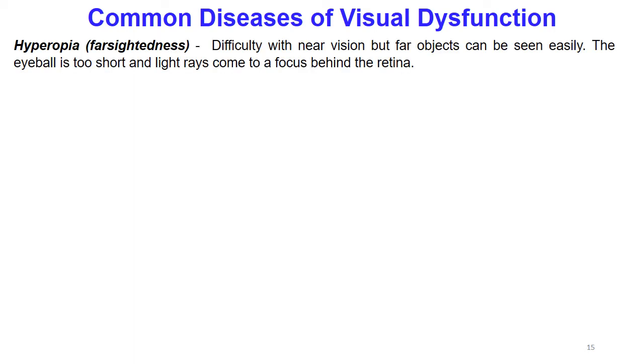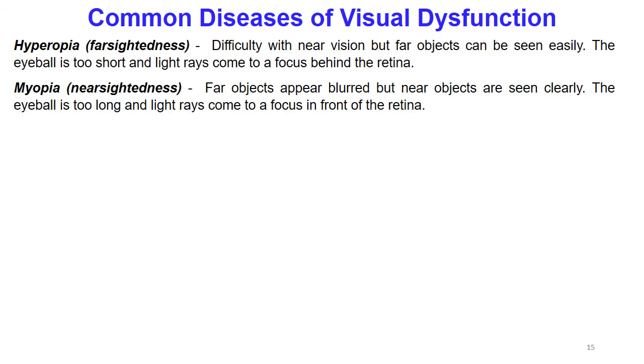Moving to the clinical perspective of common diseases of visual dysfunction, which we need to know. Hyperopia or farsightedness is a difficulty with near vision, but far objects can be seen easily. The eyeball is too short and light rays come to a focus behind the retina. Myopia or nearsightedness, where far objects appear blurred but near objects are seen clearly. The eyeball is too long and light rays come to a focus in front of the retina.